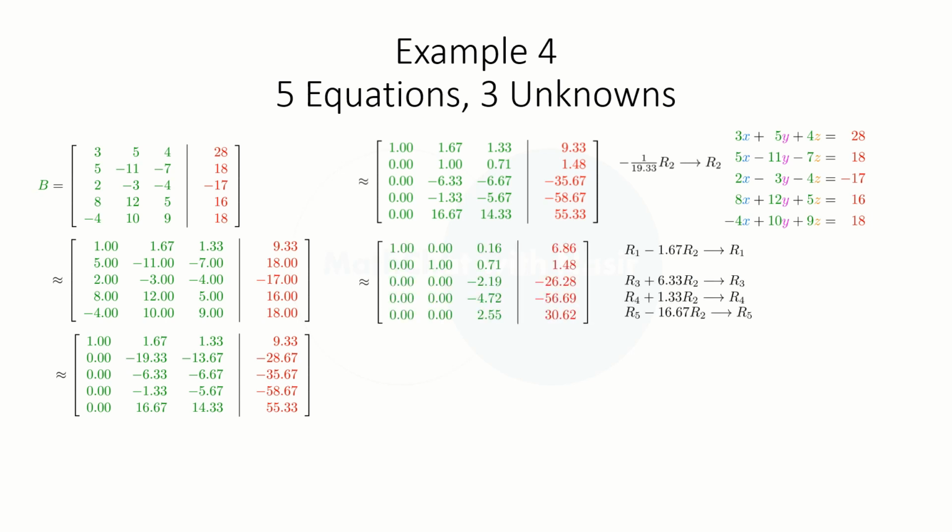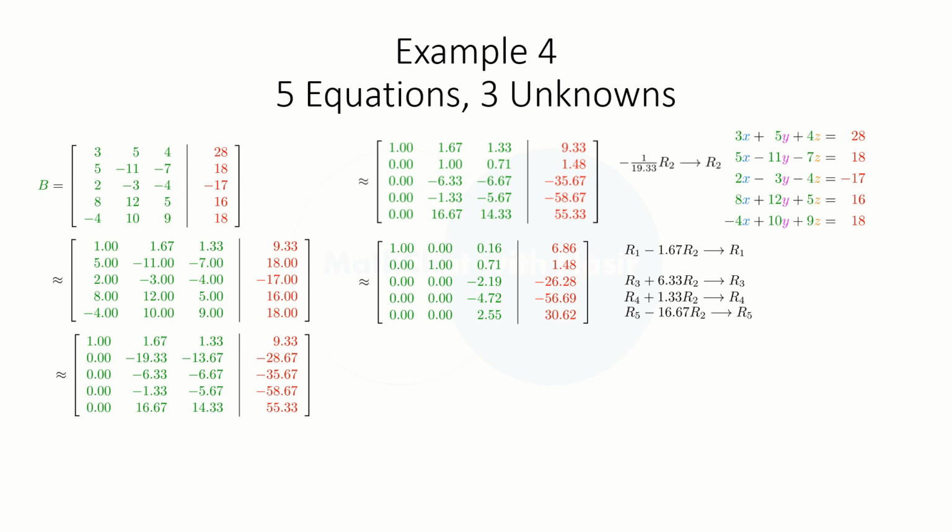Replace R1 with R1 minus 1.67 R2. Replace R3 with R3 plus 6.33 R2. Replace R4 with R4 plus 1.33 R2 and replace R5 with R5 minus 16.67 R2.